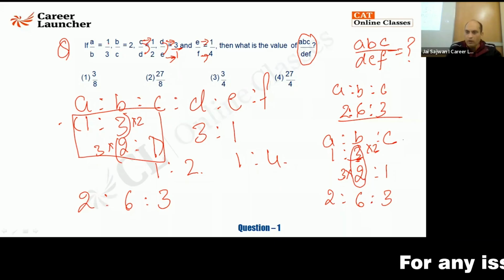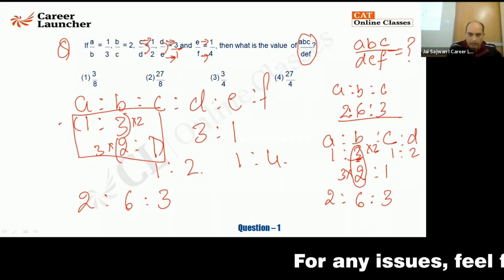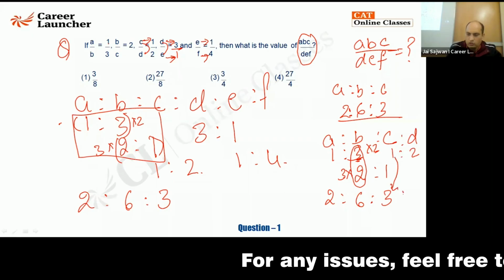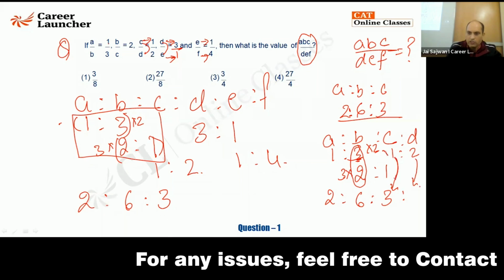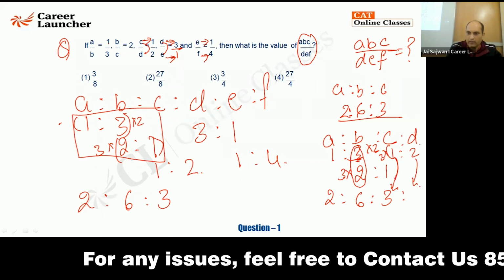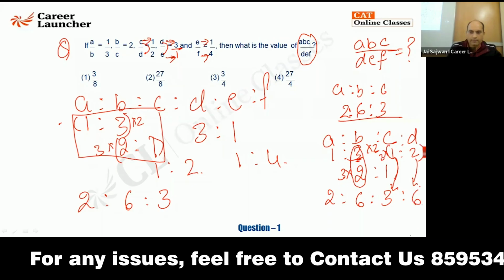Fine. Now what is C is to D that you are going to get? C is to D is 1 is to 2. But 1 is written as what? 3. So what about 2? 1 is written as 3 means you multiply this by 3. Do you agree with it? So 2 will become 6.